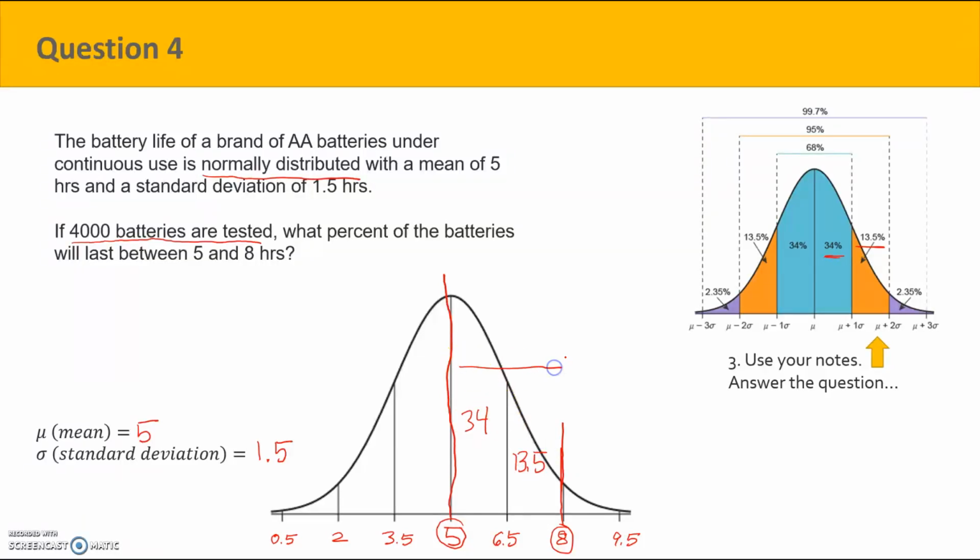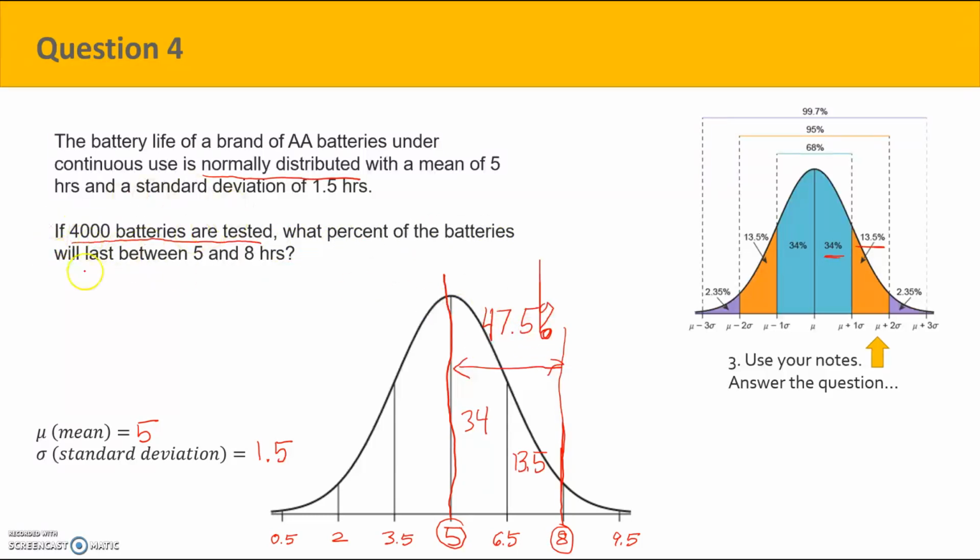Together, that gives me, what was that, 47? 47.5% right there. Okay. Nice. Okay. All right. But that doesn't answer the question. It says what percent. It does say what percent. So what percent is 47.5?